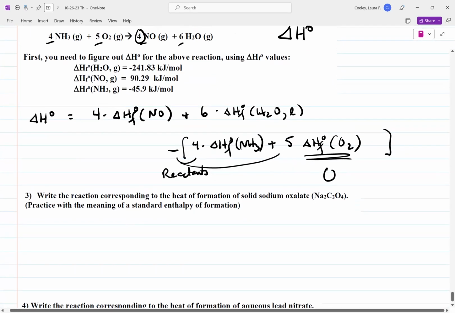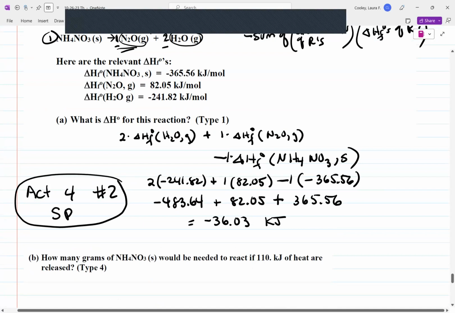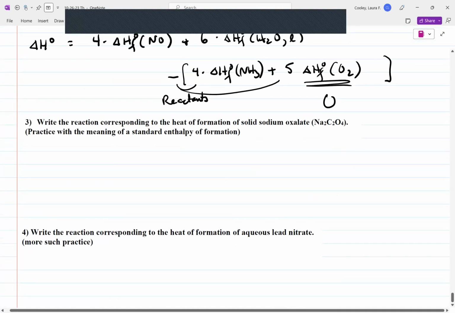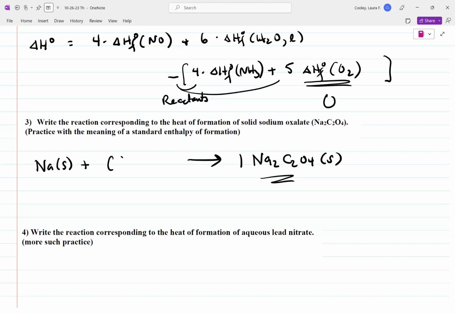What about this number 3 here on activity? What are we up to? Whatever activity this is. 4, yeah. Write the reaction corresponding to the heat of formation of solid sodium oxalate, which I give you the formula. So the reaction whose delta H is the delta HF0 for this. What would I have to start with? Elements. The elements in their stable form. So sodium, carbon, graphite, and O2. But I have to get the coefficients right.